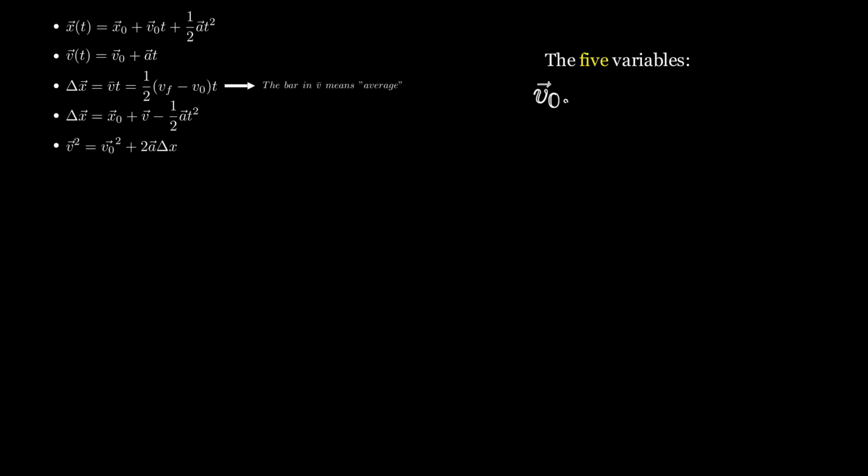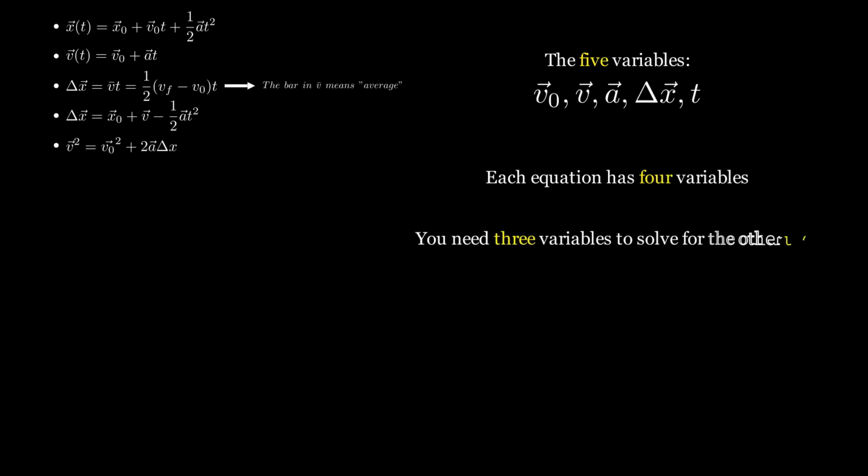These equations share 5 common variables, and each of them only deals with 4. As such, you only need 3 given variables to solve for the other 2. Once you do that, you end up with one solved problem.